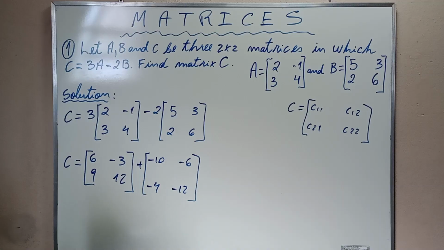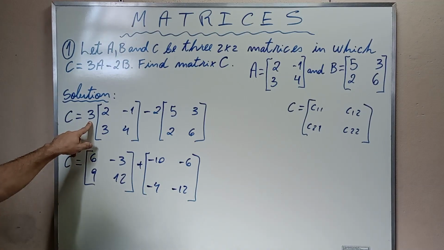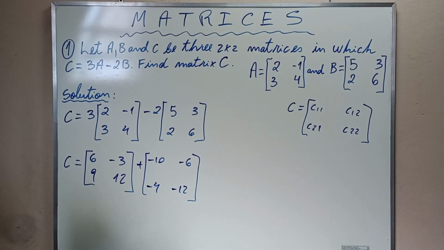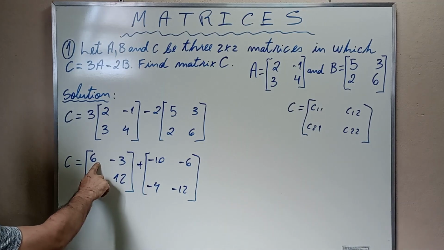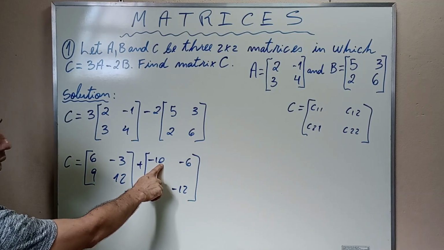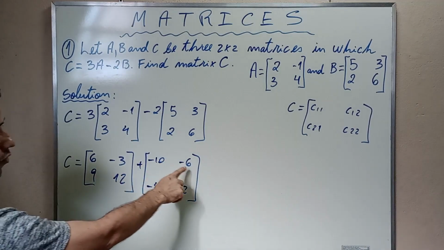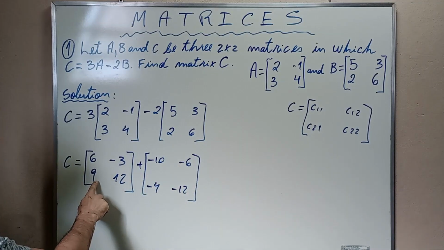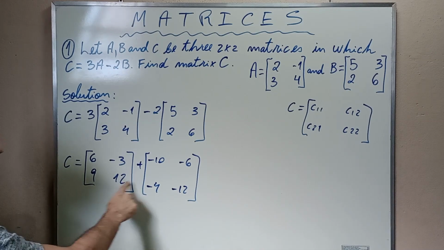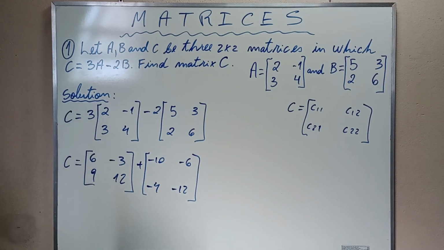Now that we've performed scalar multiplication, we are going to carry out matrix addition. When performing matrix addition, we sum the corresponding entries of the matrices: A11 with B11, A12 with B12, A21 with B21, and A22 with B22, okay?